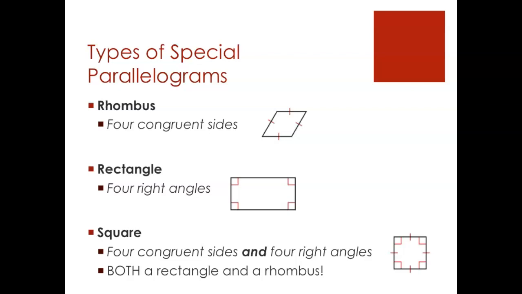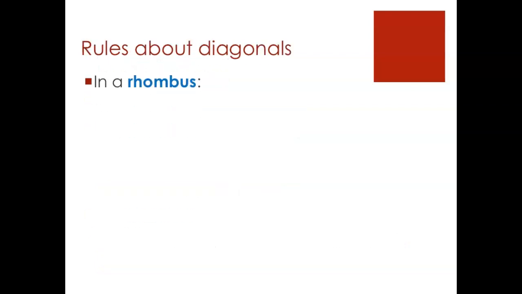Now there are some rules about diagonals pertaining to these particular parallelograms. So in a rhombus, not only are diagonals going to bisect each other, but they are going to be perpendicular to each other. And the diagonals don't just bisect each other, but they actually bisect opposite angles.